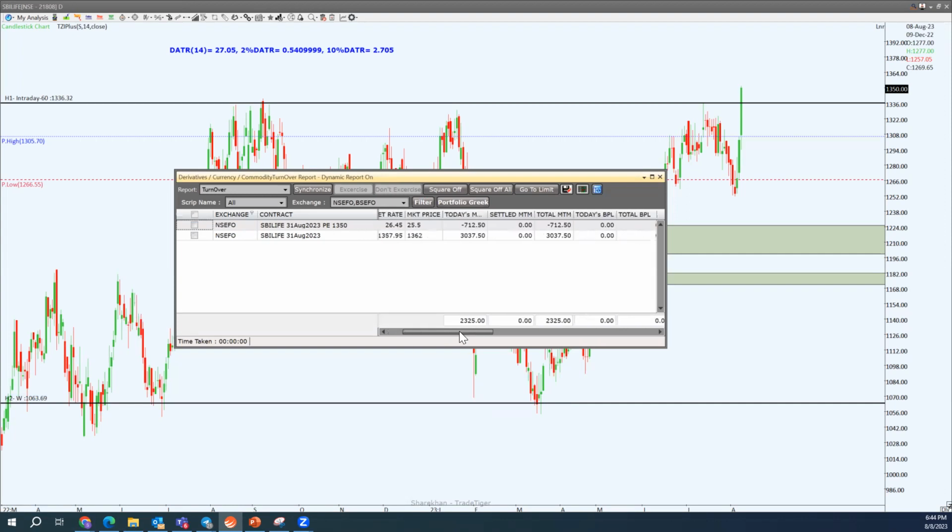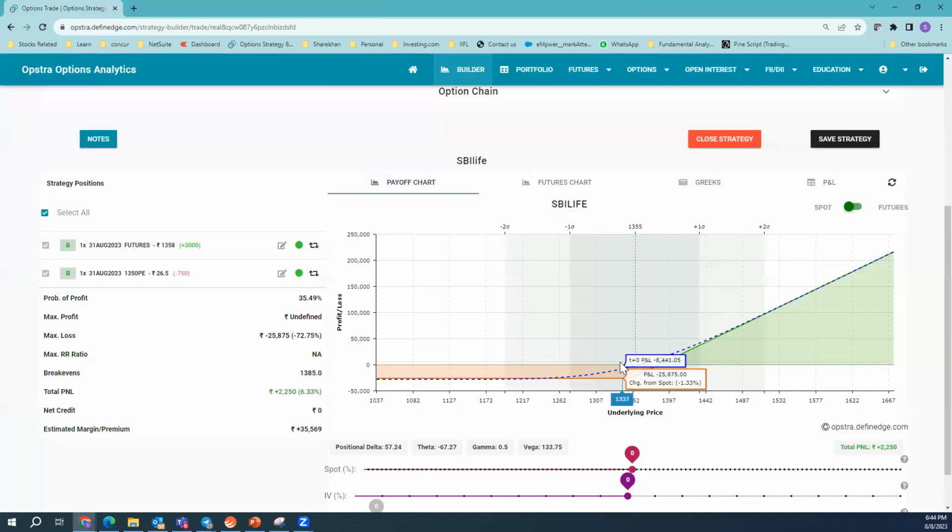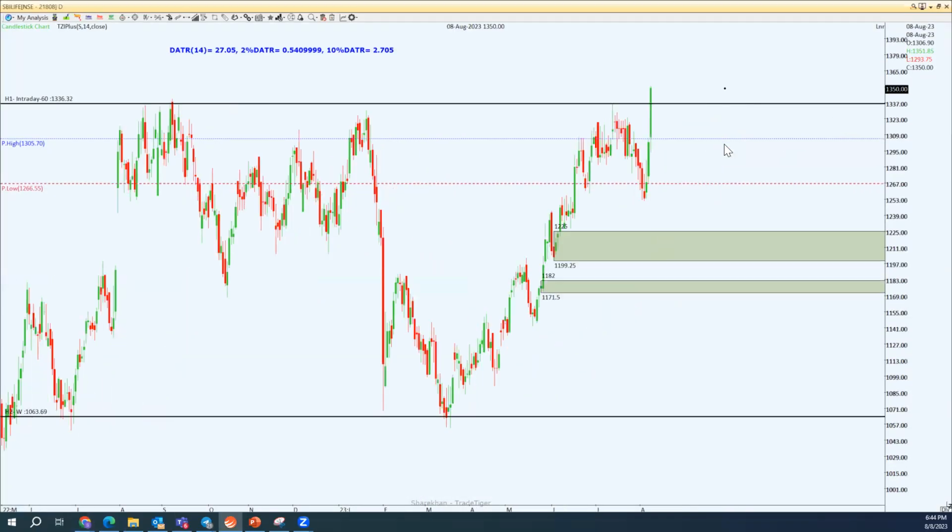Those are the same prices which I planned. Already it is in small profit, even though I entered in the last minute. We'll see how this works tomorrow. The maximum risk will be 25,000 and the maximum profit is open. We can hold this for a few days and we can see.